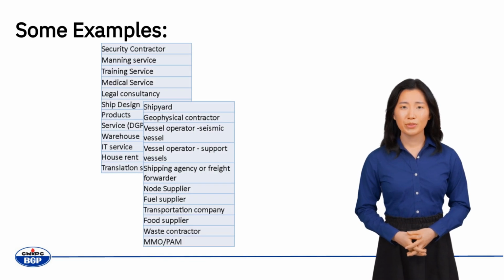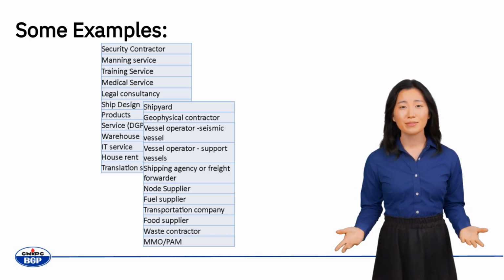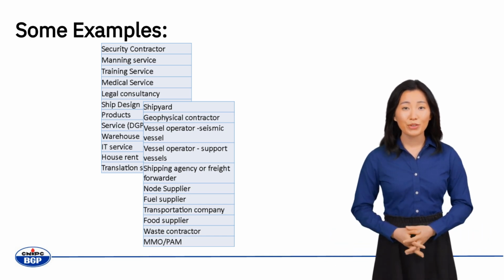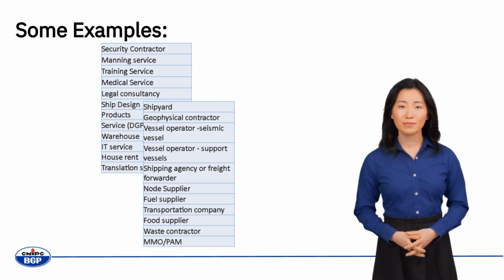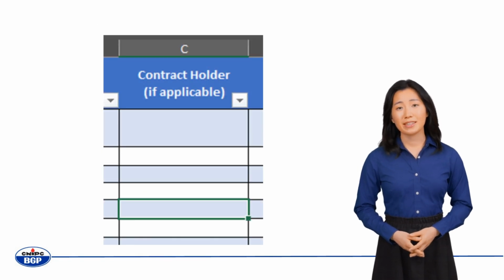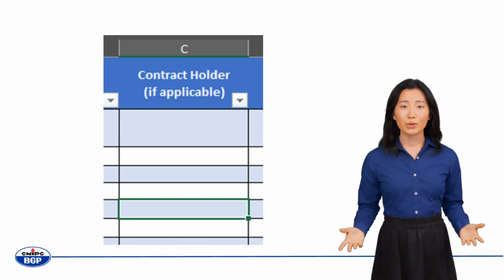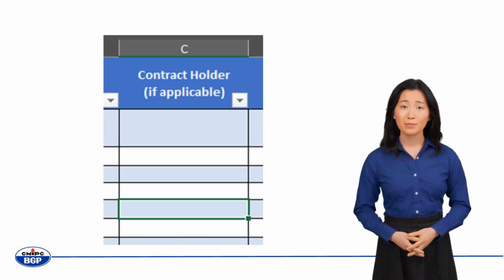Here are some examples of the types of vendors that we use: node suppliers, training providers, waste contractors, manning agencies, legal consultants, medical services, and many more. Then, for each vendor type, add the position that is typically the contract holder. If for any reason this is not practical, just leave it blank.